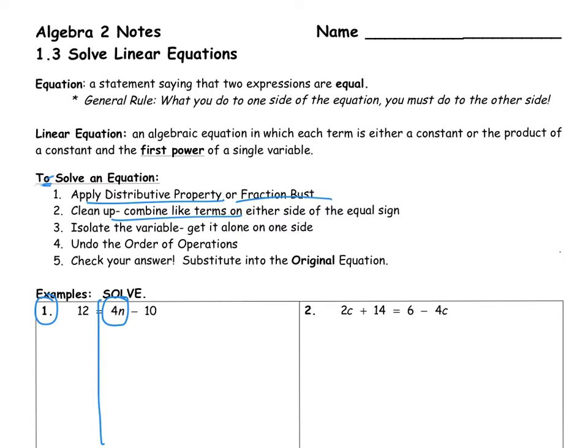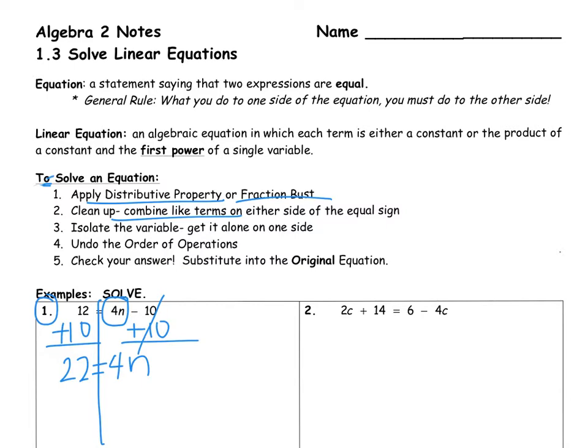So I'm looking at my minus 10. How do I cancel out a minus 10? The inverse operation is add. So I'm going to add 10 to both sides of the equation. So now we're going to cancel out on the right side over here, and we can bring down our 4n, and then we have our 12 plus 10, which gives us 22. So I still bring down my equal sign. So now I have 4n equals 22.